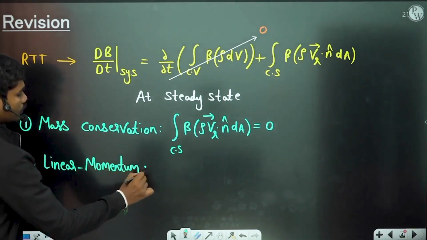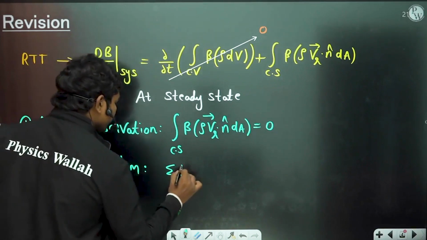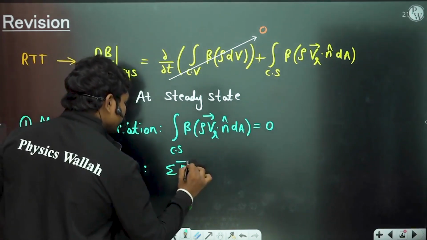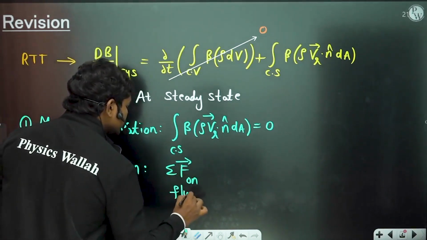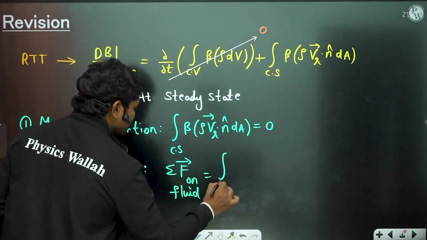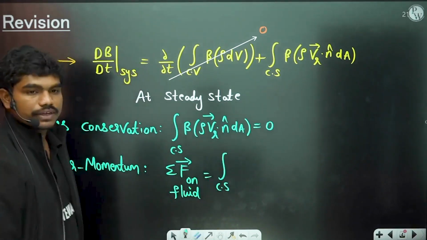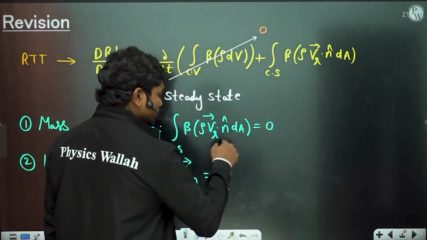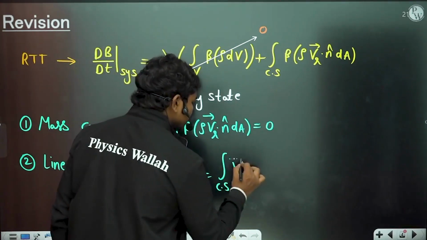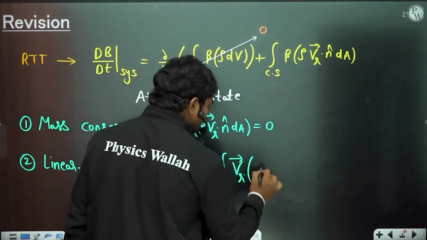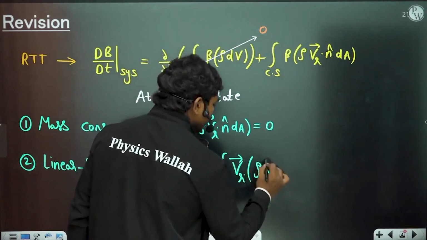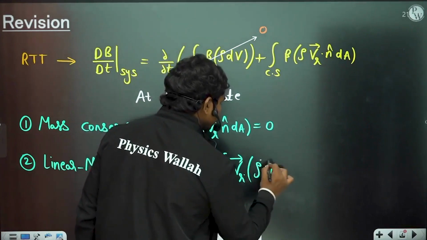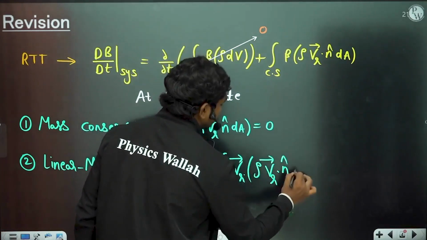So if you see, we talked about the linear momentum, that sigma F on fluid, normally if you write the vector on fluid, this is equal to integral over the control surface, means all over the control surface wherever is the mass interaction across the system, across the control volume actually. So integral over the control surface, velocity, of course the relative velocity times rho V_R bar dot n cap dA. Okay, so V_R bar dot n cap dA is what we have seen.